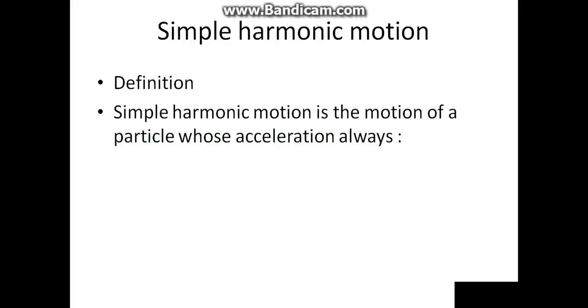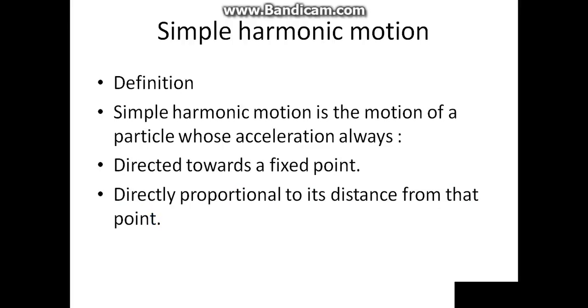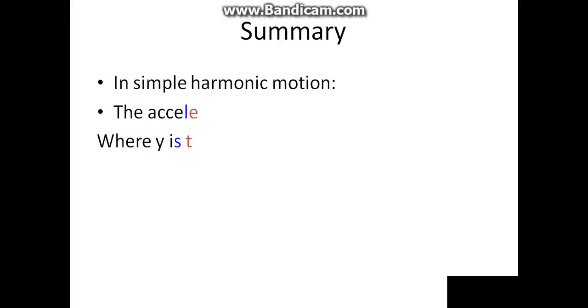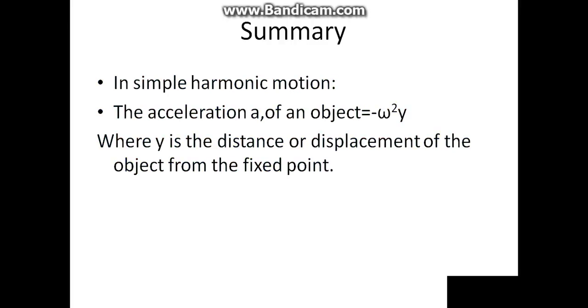Simple harmonic motion. Definition: simple harmonic motion is the motion of a particle whose acceleration is always directed towards a fixed point and is directly proportional to its distance from that point. Summary. In simple harmonic motion, the acceleration a of an object is equal to minus omega squared y, where y is the distance or displacement of the object from the fixed point.